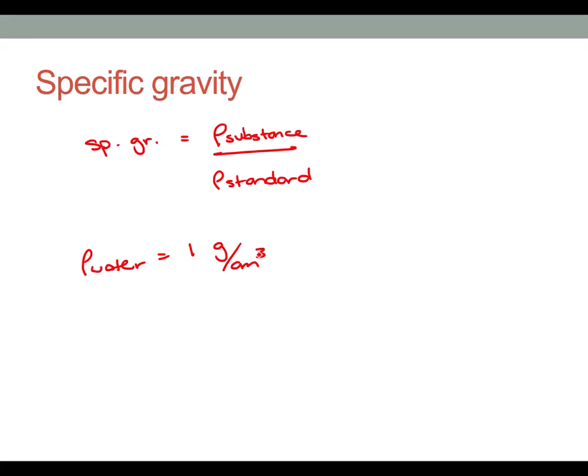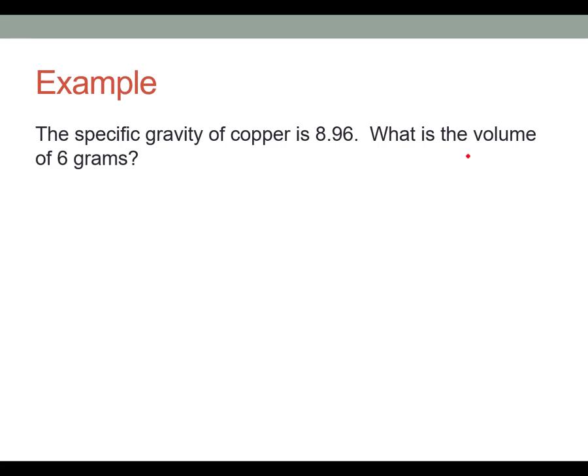Okay. And again, I will specify exactly what I want you to use for the standard when you do these calculations. Notice that this is a ratio, so it is a unitless quantity, which is actually kind of nice. Okay, so let's do one example here.